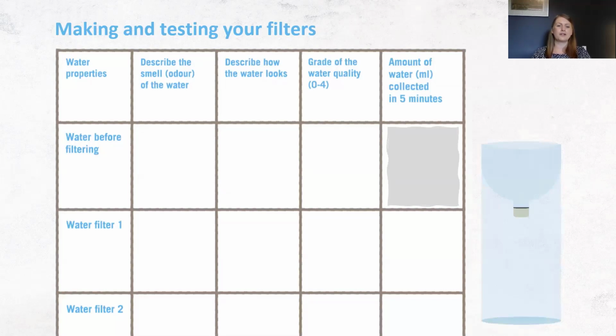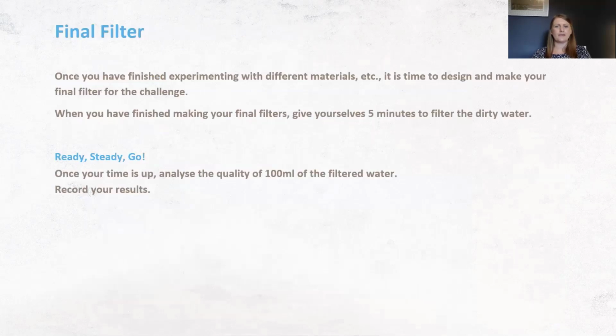Thinking about the water before, what does water filter 1 do, how does it change it, and then have another go, a different iteration, what does water filter 2 look like, how does the water change. Once you finish doing the investigating and the experimenting, there's going to be a final filter challenge. So the final filter gets made, and then, as I said in the rules, there'd be 5 minutes to be able to filter the water and to try and get 100 millilitres of water filtered.